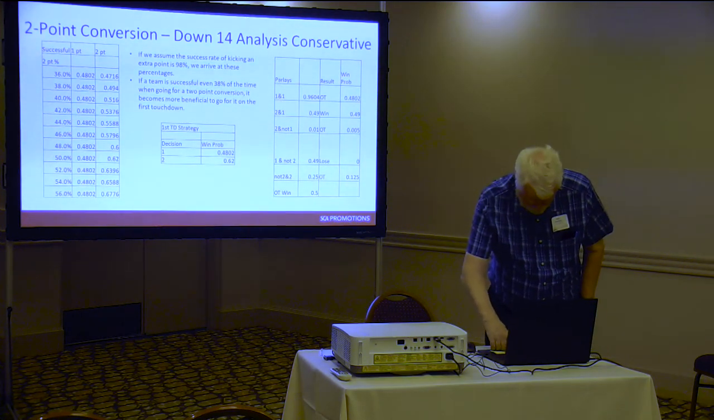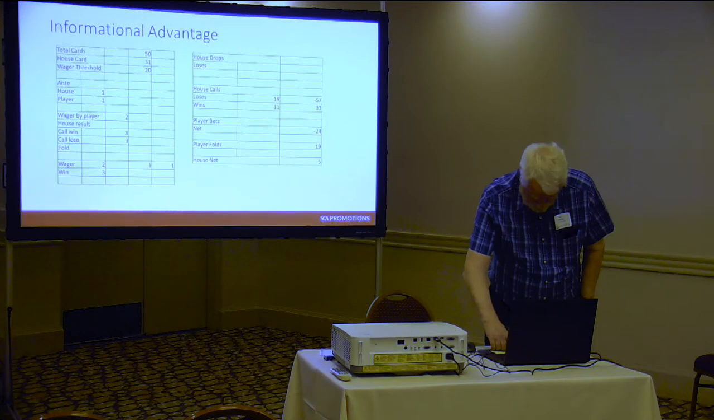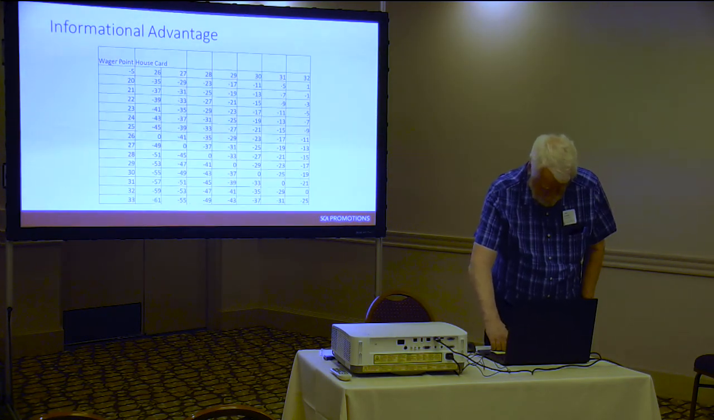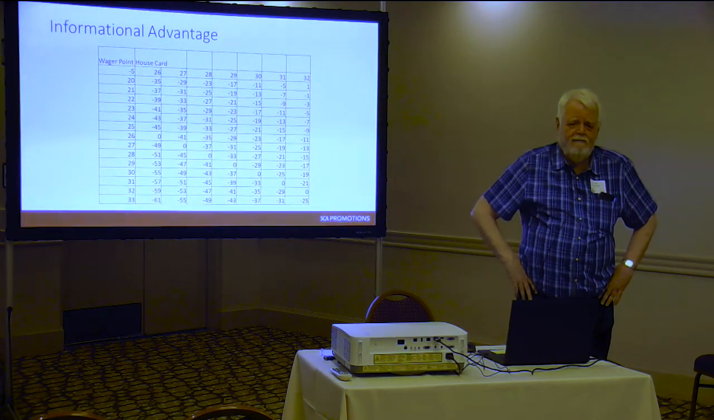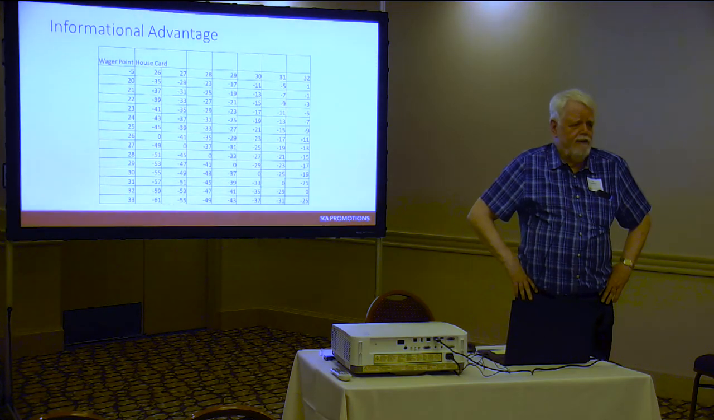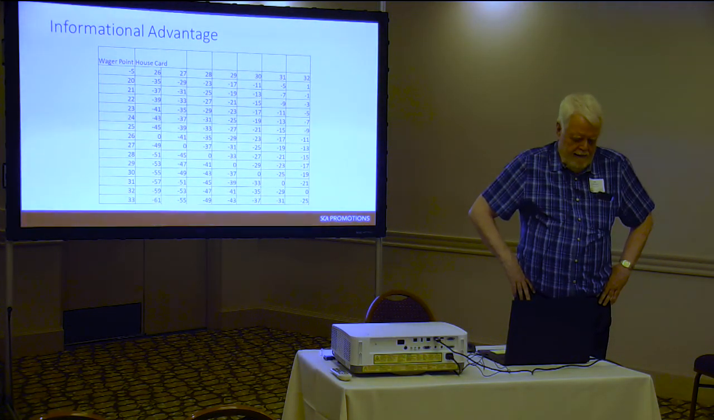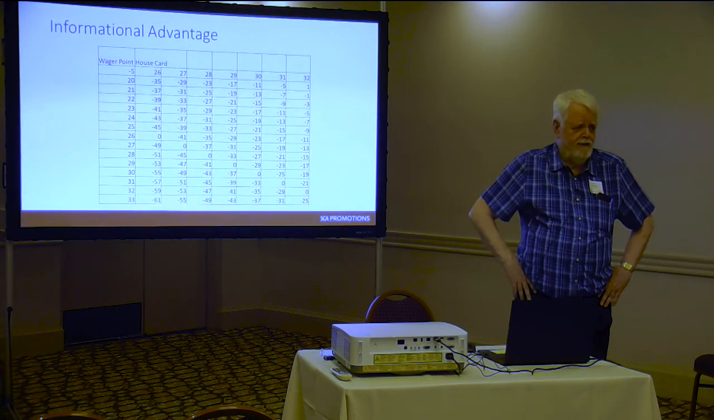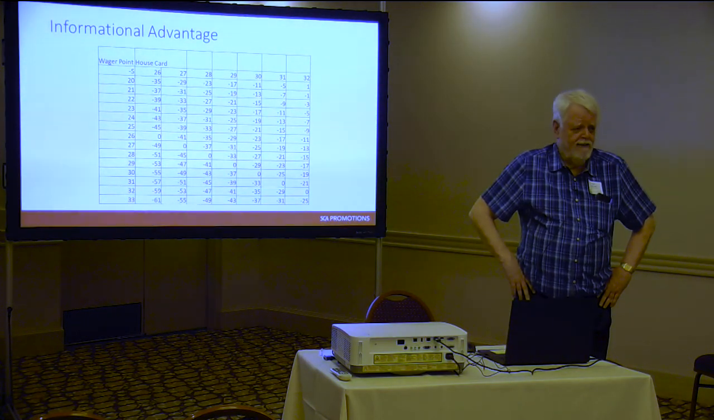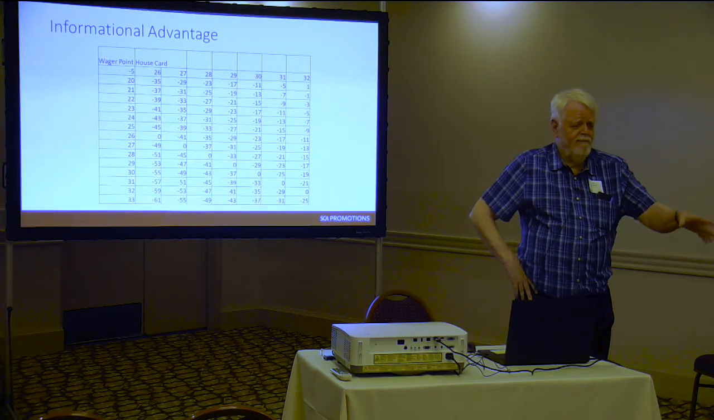Okay. So let's talk about informational advantage. So suppose you've got a deck of cards numbered 1 through 50. And the rules of the game are as follows. You and your opponent each draw a card, but you concede that your opponent always has card number 31. And you've got to beat that card to win. So you bet $1 on the game.